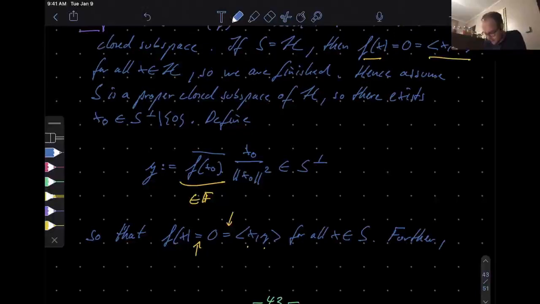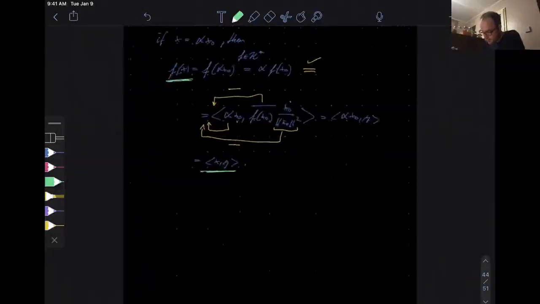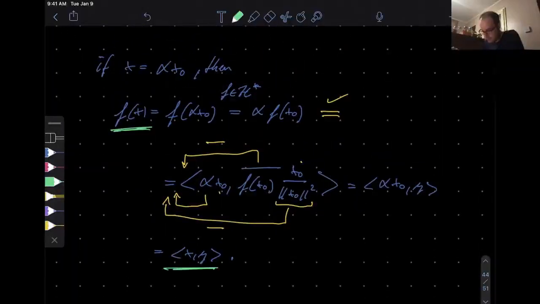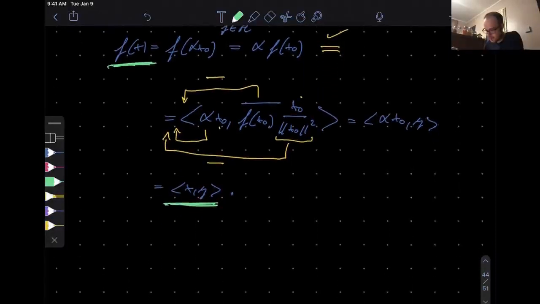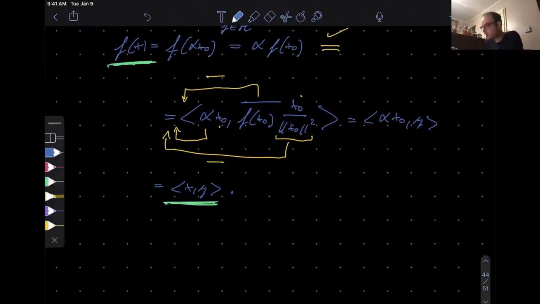Okay, so you have this representation established if you are in S. Now, if you are looking at multiples of the non-zero vector in the orthogonal complement, then you also have the same equality: f(x) is equal to the inner product of x with y. That requires a little bit of a computation in between. Now, having that established, what is the punchline?